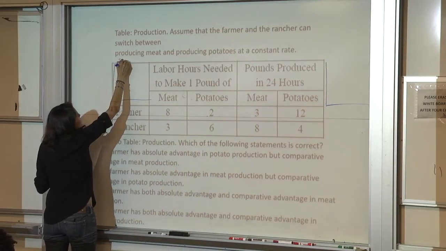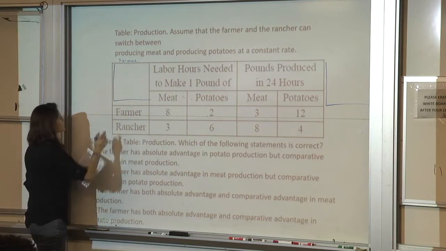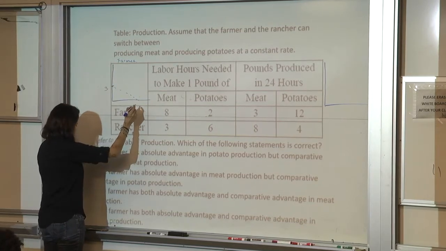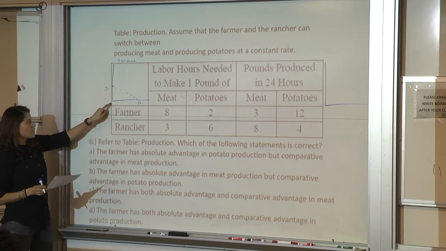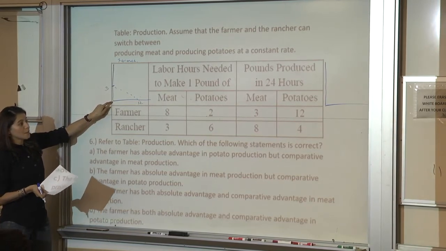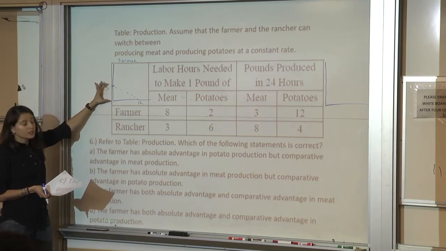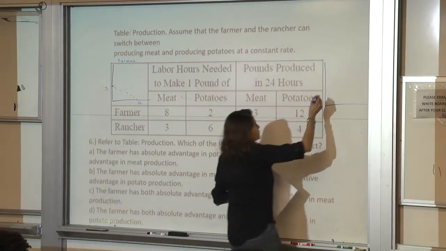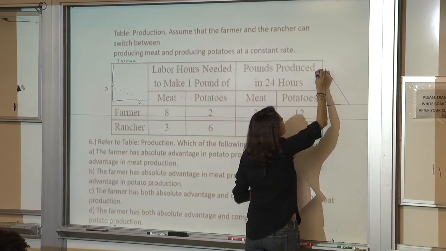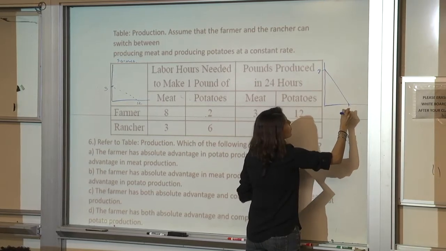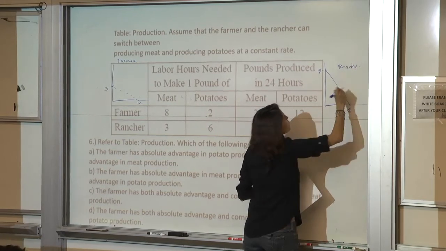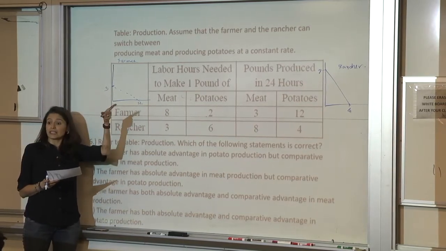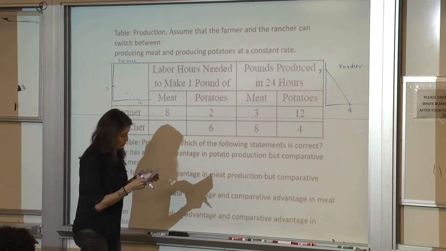So my farmer here, in a time of 24 hours, can produce this. If the farmer uses all the time producing meat, will produce 3 pounds of meat. If the farmer uses all the time producing potatoes, will produce 12 pounds of potatoes. The rancher will have a graph like this. Sometimes what you get instead of a table like this is a graph like this, okay? So that's why I'm also showing it graphically.